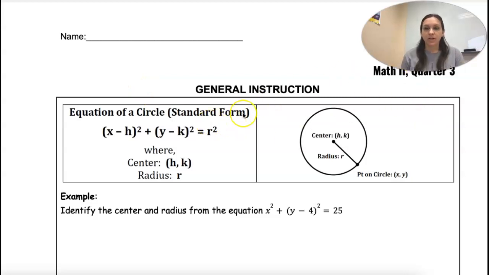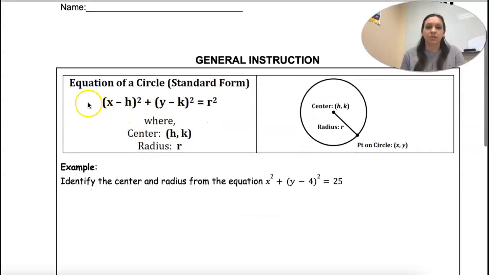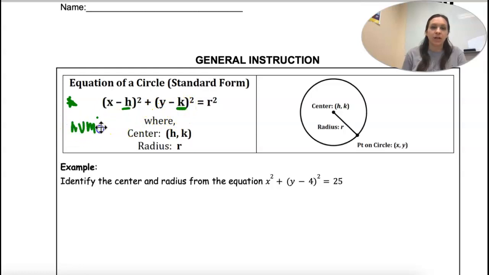Alright, so we are on 2.1, we're talking about circles. So this is the equation of a circle. It's kind of weird looking, but there's an x and a y in every equation, if you look at the example. And then there's these other numbers that we're going to call h and k, and that's the center of your circle, right here.